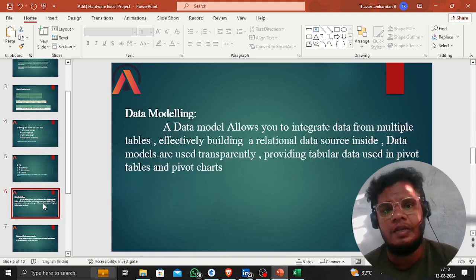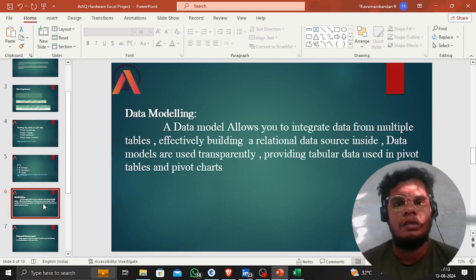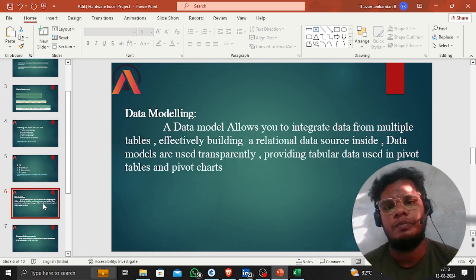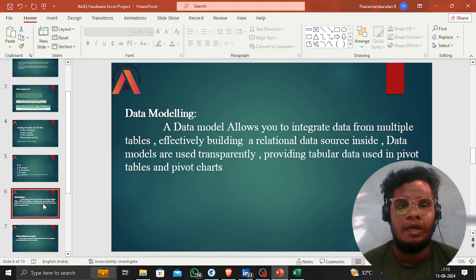These are the tables we have. We just connect the tables together. It makes a flow, because whenever we create a relationship, it's a relationship between the data. That's why it's called data modeling. We can perform things very easily after the data modeling.